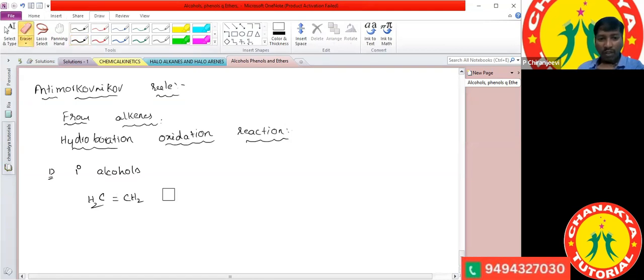So generally, how do they give the reaction in the examination? Simply, the alkene is treated with B2H6 in presence of tetrahydrofuran, and then H2O2 in presence of OH minus. This is the reagent here. So we get CH3-CH2-OH. It is a symmetrical alkene, so we don't have any problem.